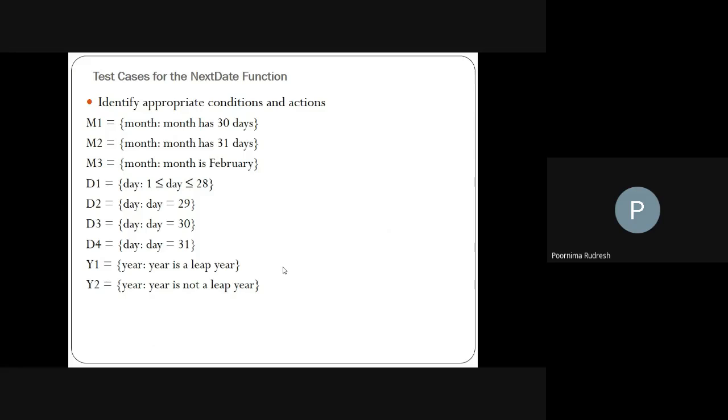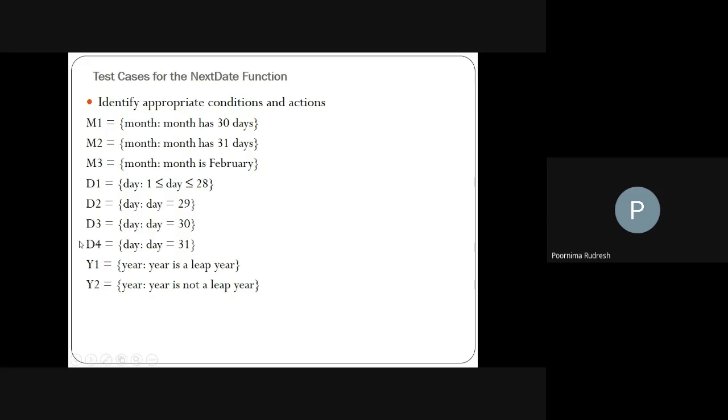For the month, as I said, we have defined three values. One is the month consisting of 30 days, another is the month consisting of 31 days, and one more is the month February. Why are we treating the month February separately? Because it consists of 28 or 29 days depending on the type of year. If it is a leap year, then February consists of 29 days. If it is not a leap year, then it consists of 28 days. That's why we are treating February as a separate one.